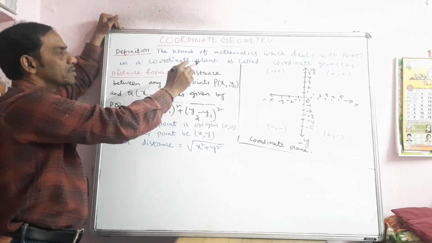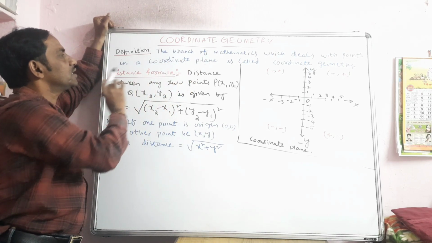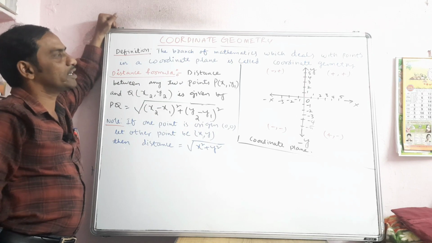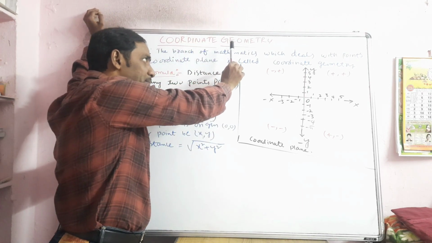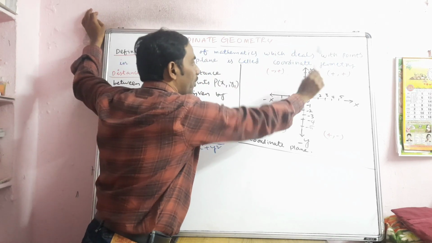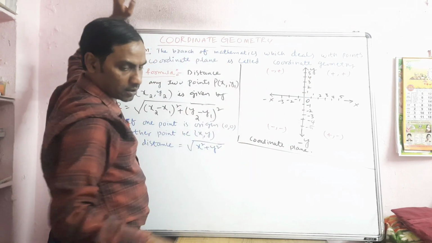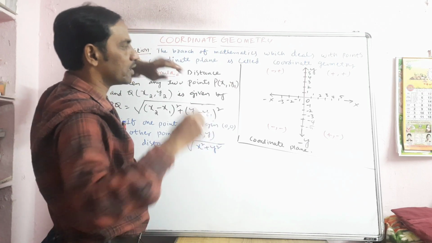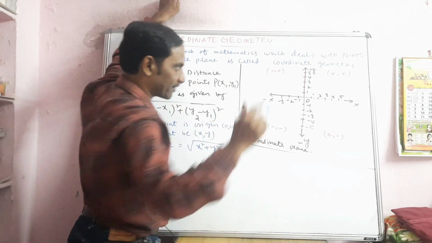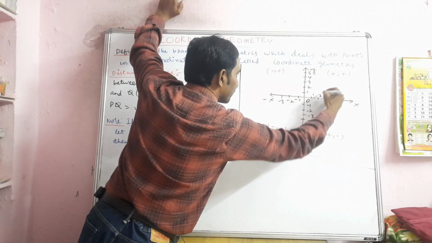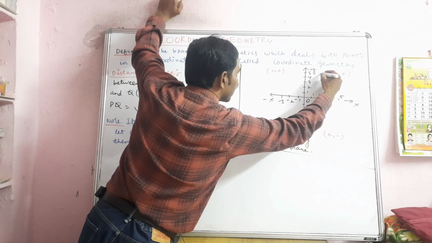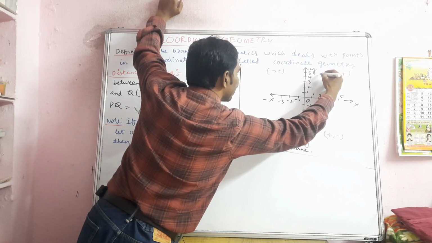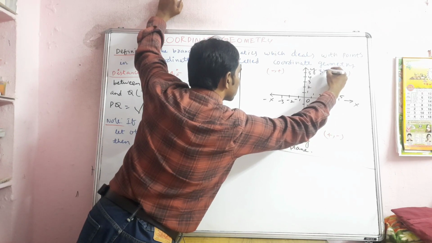The branch of mathematics which deals with the points in a coordinate plane is called coordinate geometry. Coordinate geometry is a branch of mathematics which deals with points. For example, you keep a dot somewhere like this. I am keeping a dot here. For example, this is x is 3 and y is 5. This is one point. So we can write this as 3 comma 5 like that.